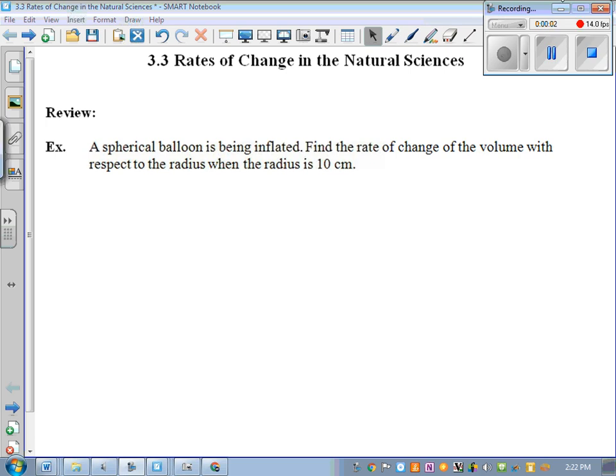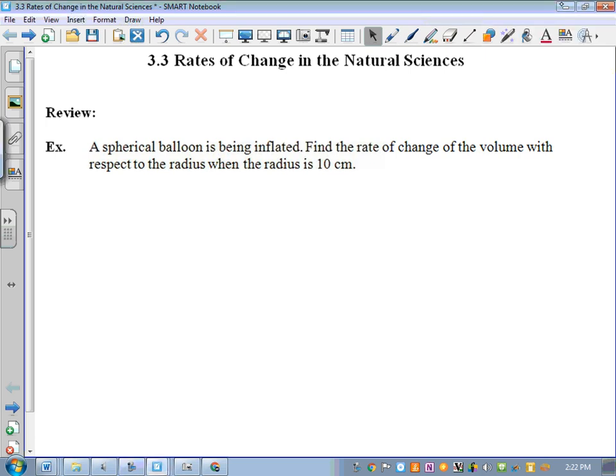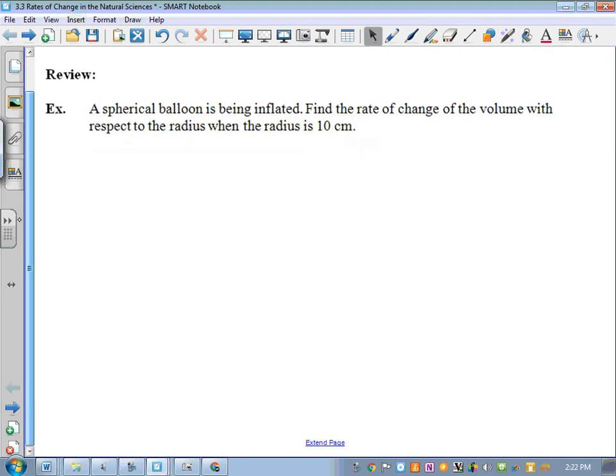So this is Math 31, 3.3, rates of change in the natural sciences. This is basically just looking at how we can actually use the derivative in the real world.